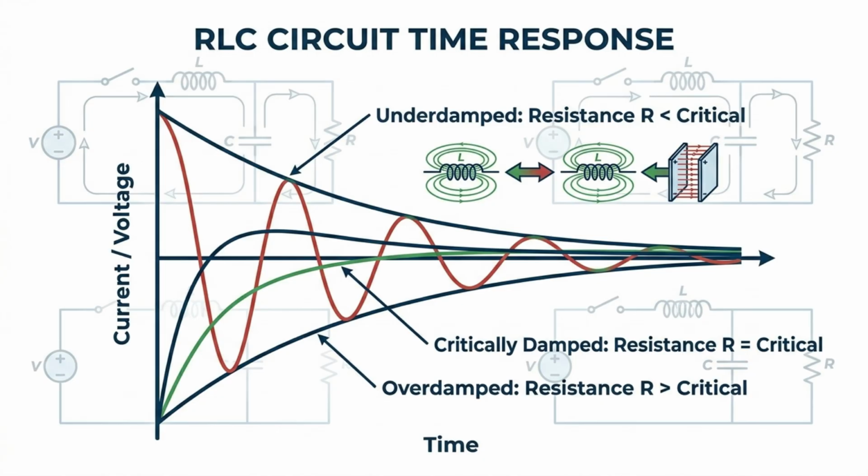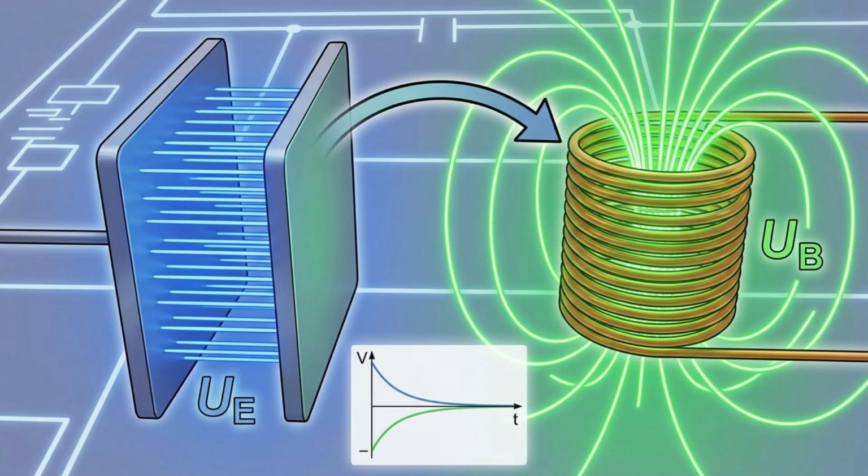The resistor represents energy loss in the system, while the inductor stores energy in a magnetic field and the capacitor stores energy in an electric field. The interaction between these three components creates complex time-dependent behavior that cannot be observed in simpler RC or RL circuits alone. RLC circuits are fundamental in understanding oscillations, resonance, and frequency-selective behavior.